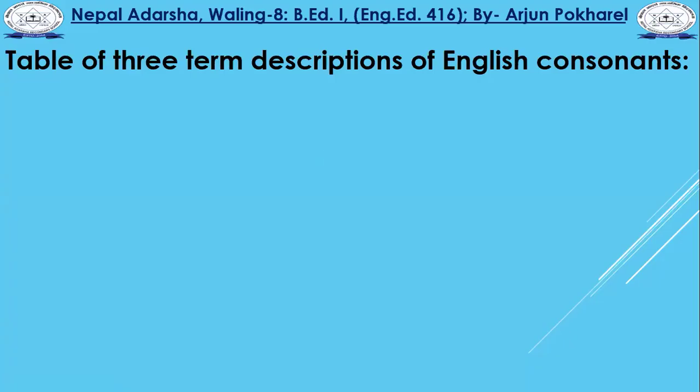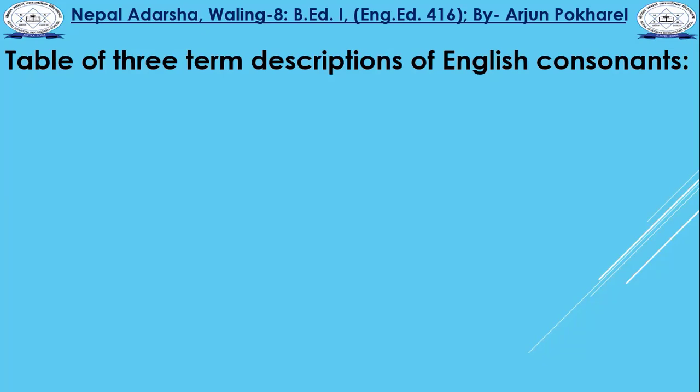Today we start our class with the table of three-term descriptions of English consonants. We will read in detail about the three-term descriptions of English consonants. Now I would like to provide you the table. If we see the table diagram, we'll try to find all the 24 consonants of English in a table, and this becomes easier for you to remember and learn from.